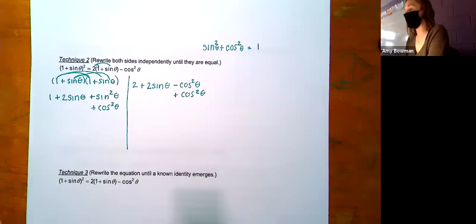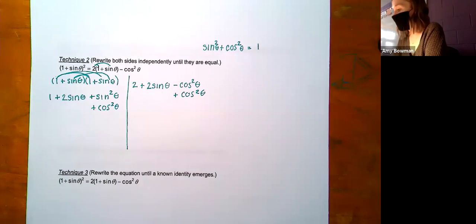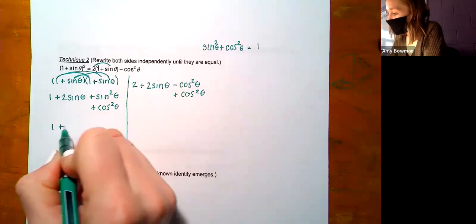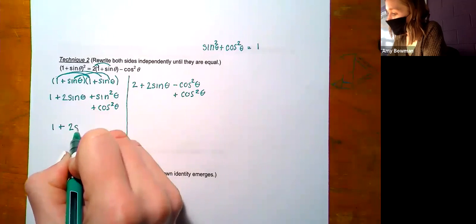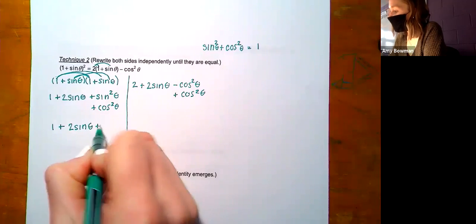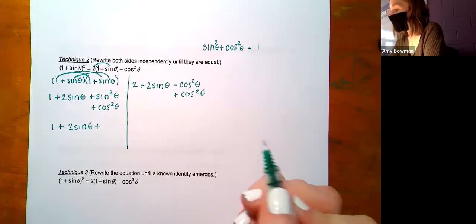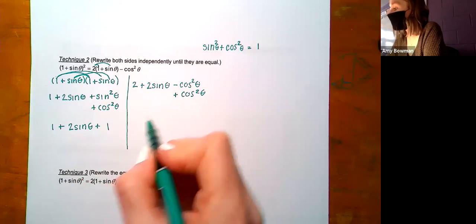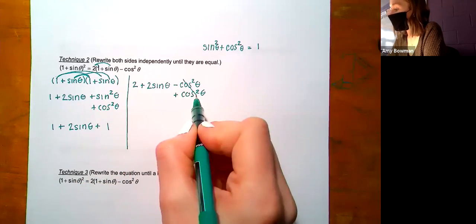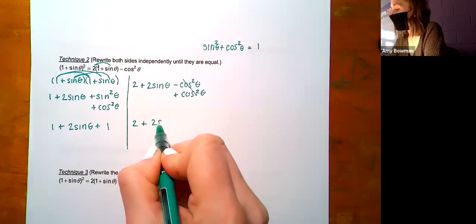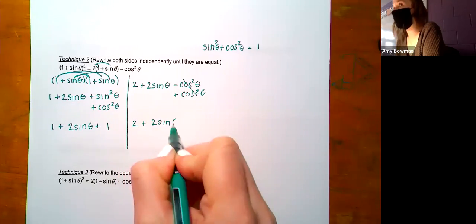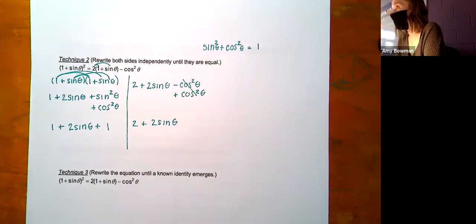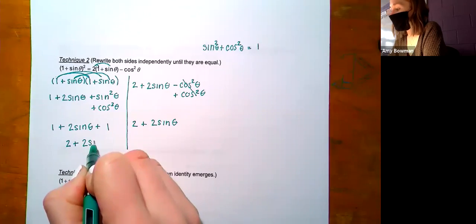Because once I do that, I'm left with 1 plus 2 sine theta. Oh, wait. No, you're right. Plus sine squared plus cosine. So what can I write? 1. And this is gone, and I have 2 plus 2 sine theta. What do I have on the left? 1 plus 2 sine theta plus 1, which is 2 plus 2 sine theta.